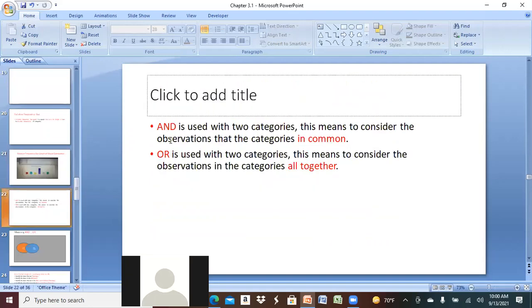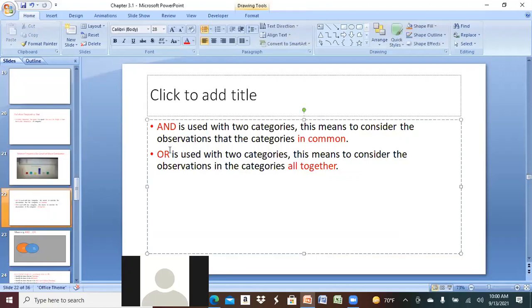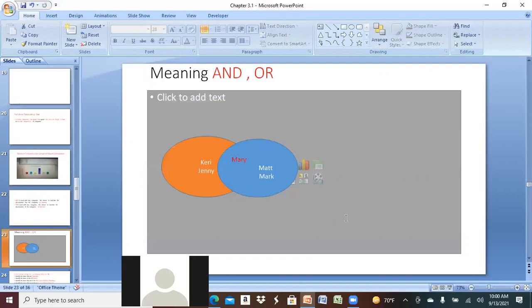Now we go to "and" and "or". For the category "and", we consider the observations that are in the common, that the two categories share. For "or", we consider the observations in the categories all together. It is different: "and" is the common part, but "or" is all together. You look at this one.